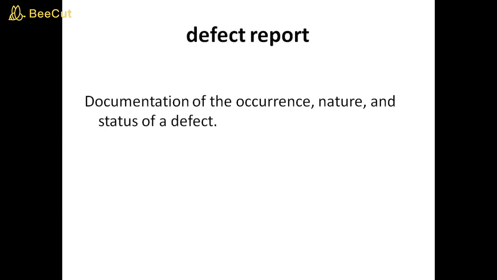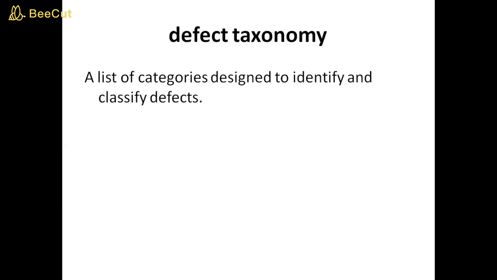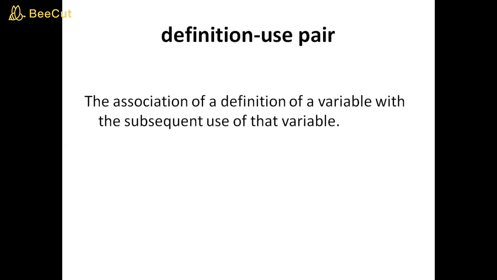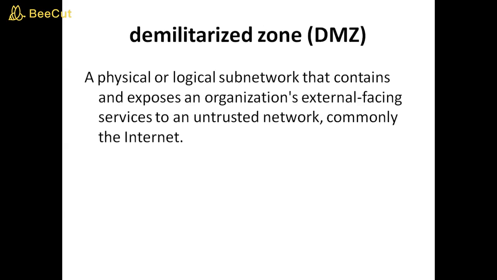Defect report. Documentation of the occurrence, nature, and status of a defect. Defect taxonomy. A list of categories designed to identify and classify defects. Defect-based test technique. A test technique in which test cases are developed from what is known about a specific defect type. Definition-use pairs. The association of a definition of a variable with the subsequent use of that variable.